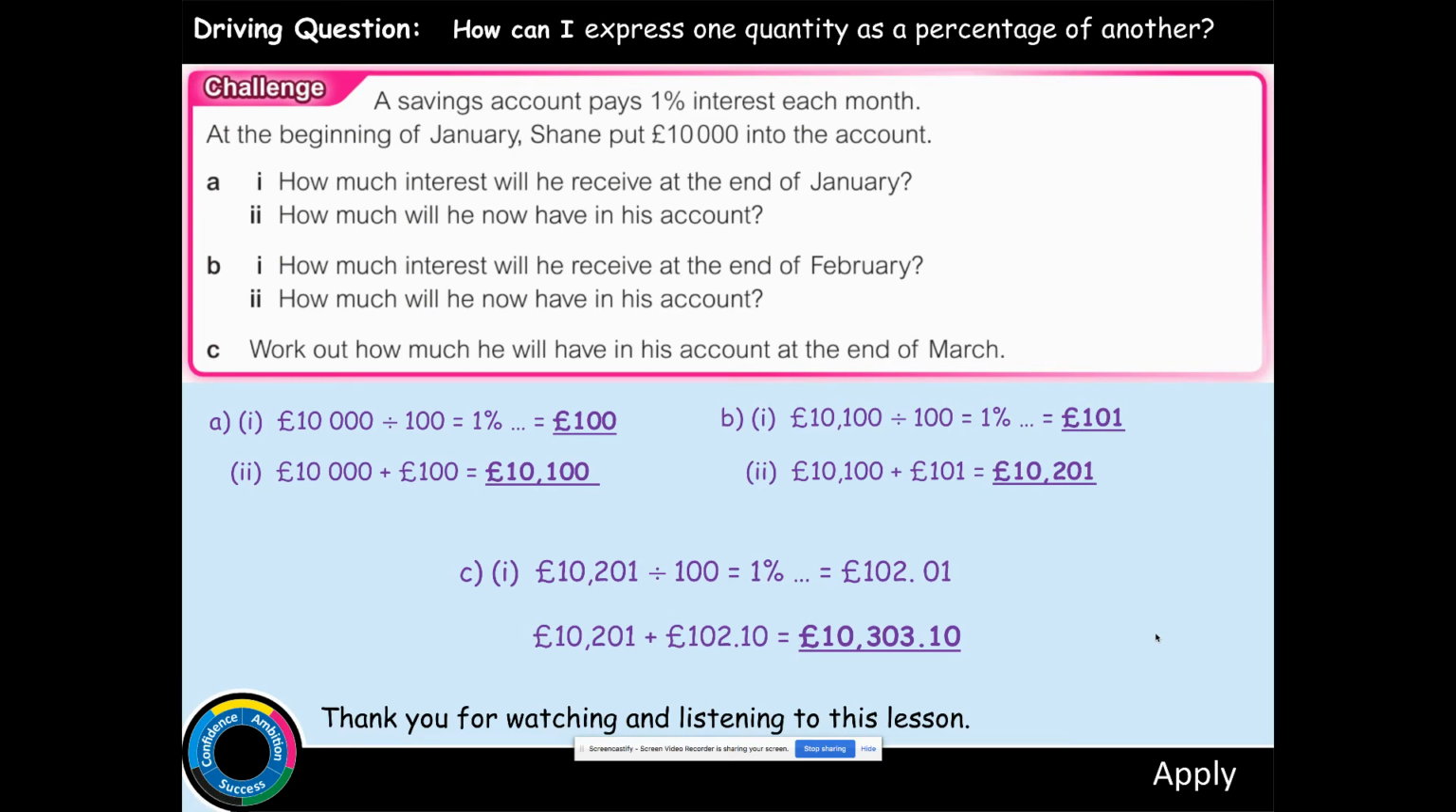Okay, absolutely superb if you got all 3 parts right. Well done for having a go if you did have a go at that one. If you didn't, you might want to copy it down because it could be useful for you.